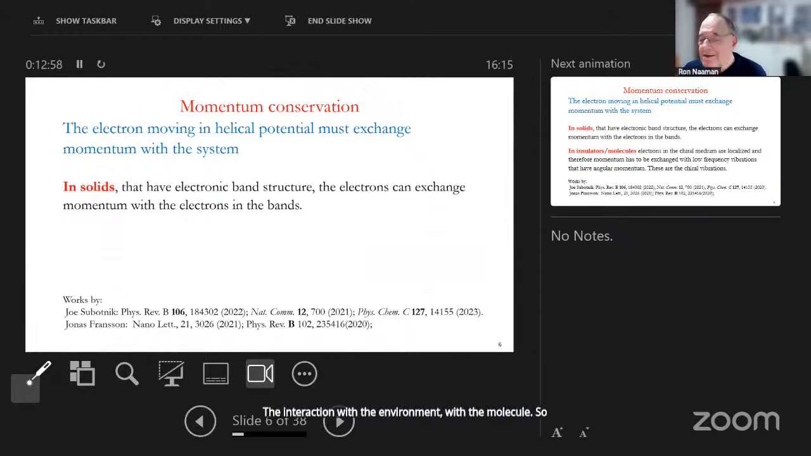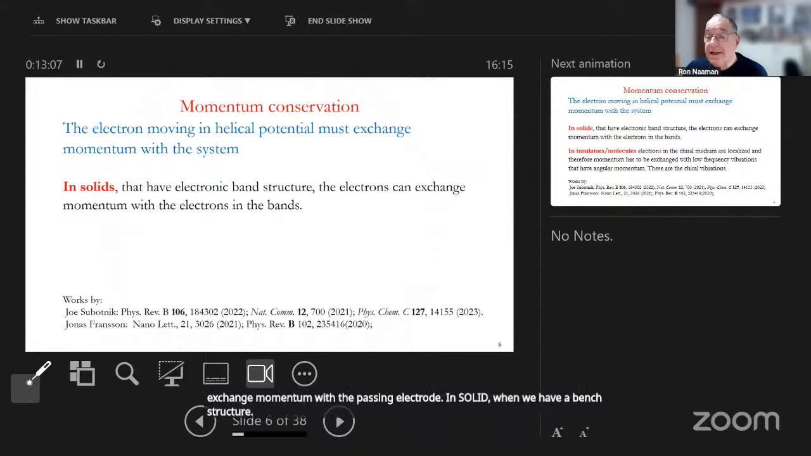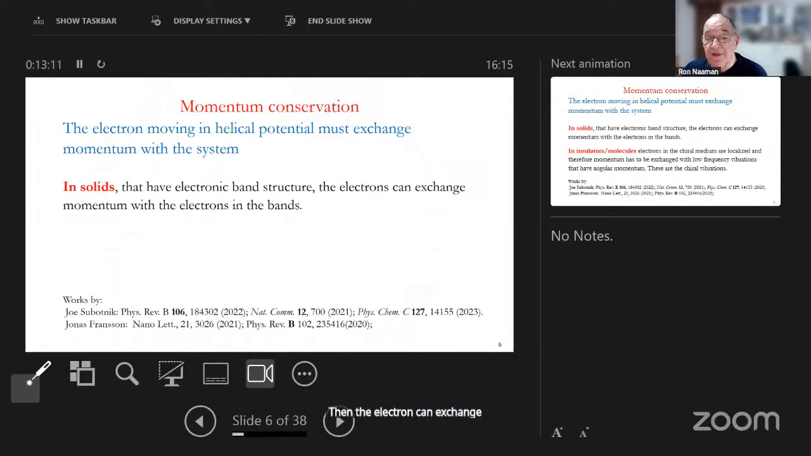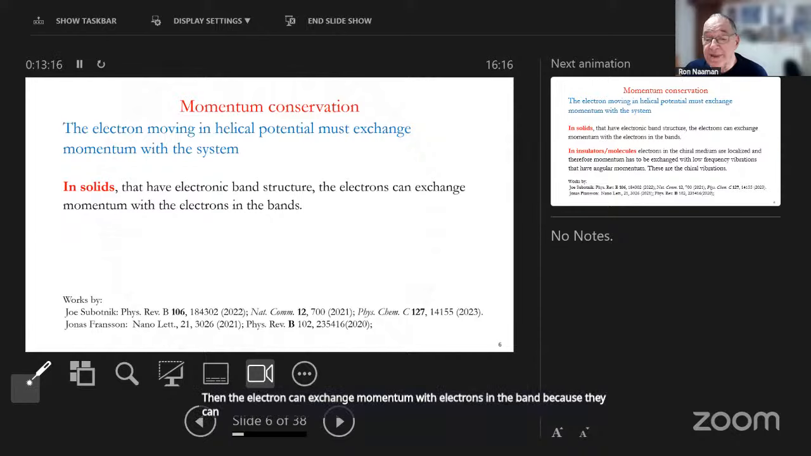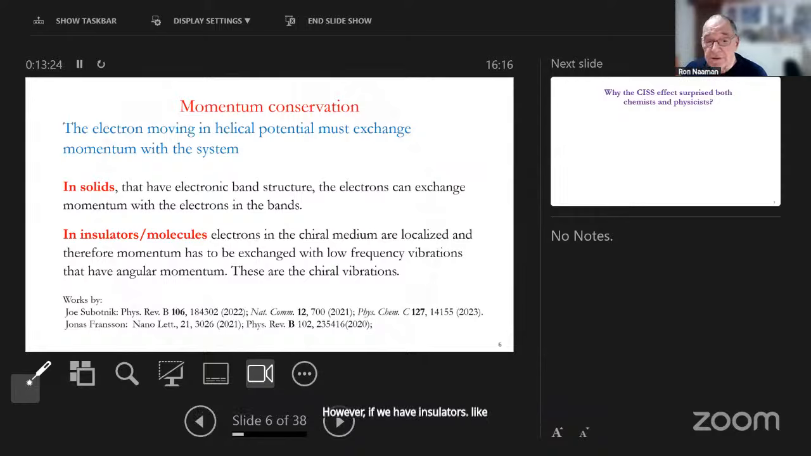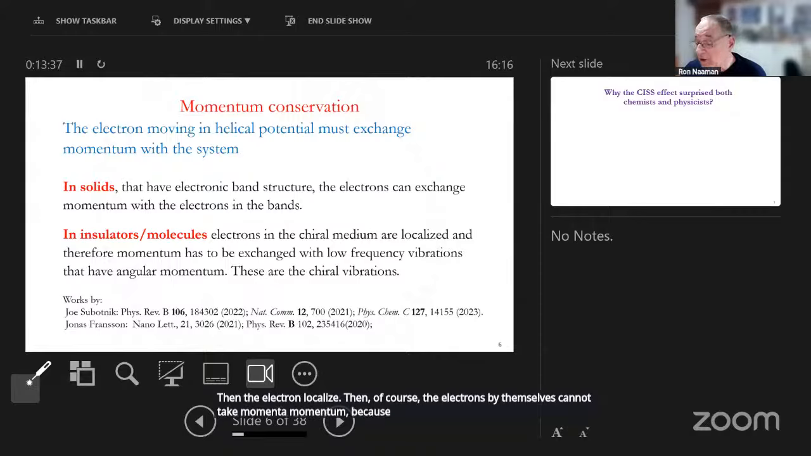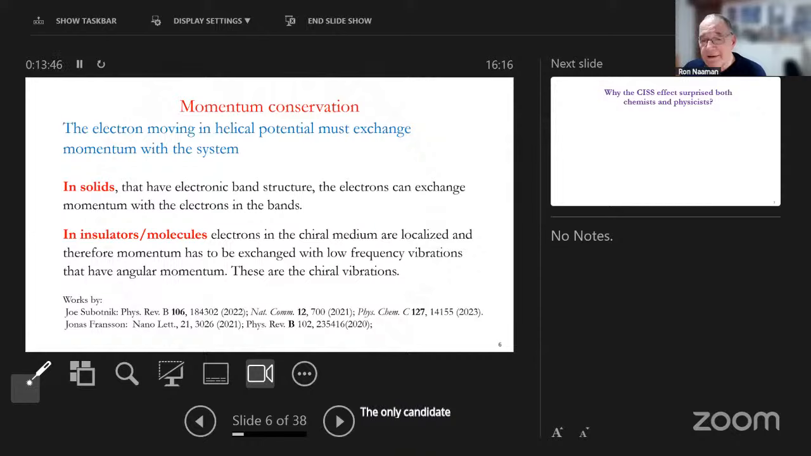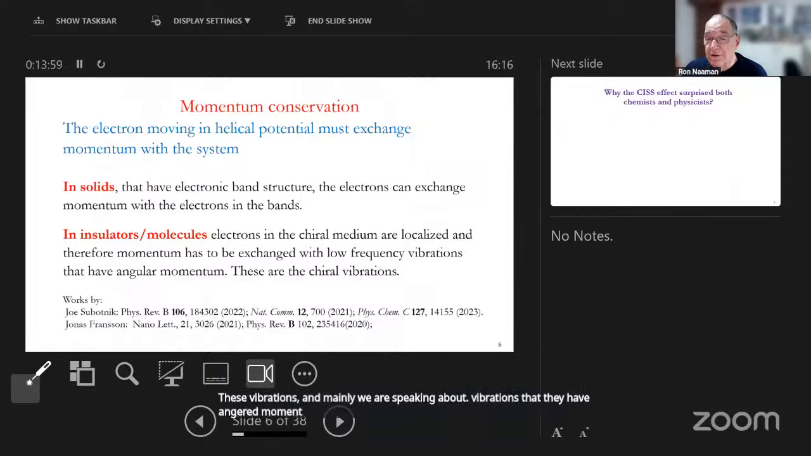So what can exchange momentum with the passing electron? In a solid, when we have a band structure, the electron can exchange momentum with electrons in the band because they can change momentum easily, without requiring much energy. However, if we have insulators, like molecules, then the electrons are localized. Then, of course, the electrons by themselves cannot take momentum, because it would require a lot of energy to change the momentum of a localized electron. The only candidate then to take momentum is vibrations, and mainly we are speaking about vibrations that have angular momentum, which we call chiral vibrations.